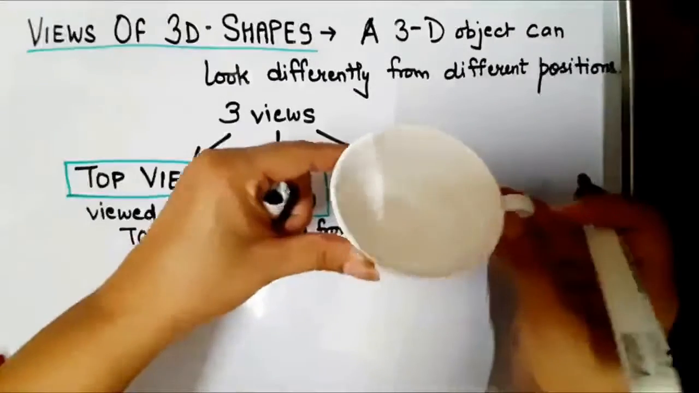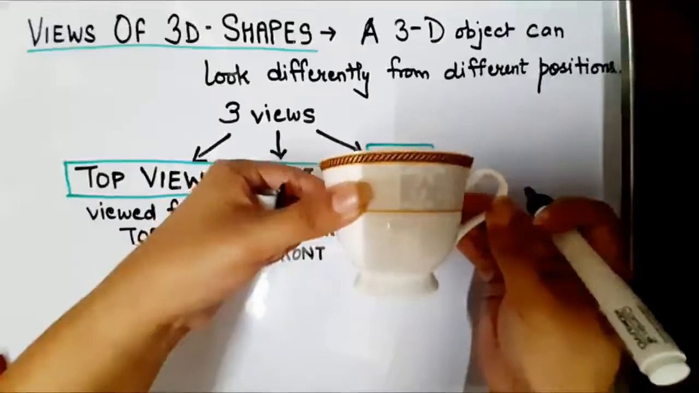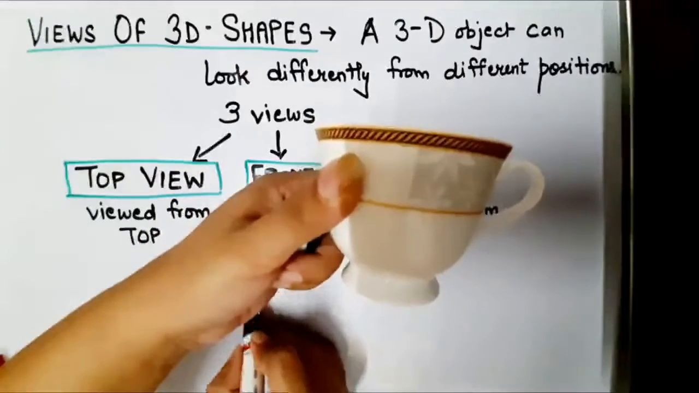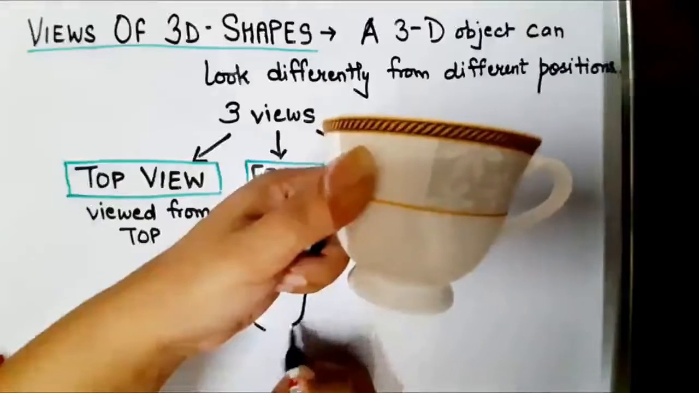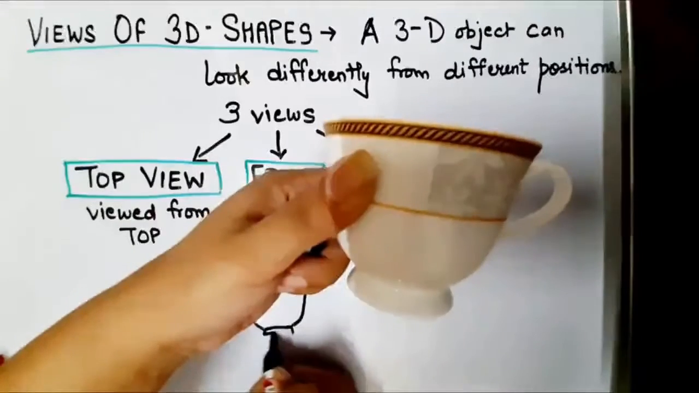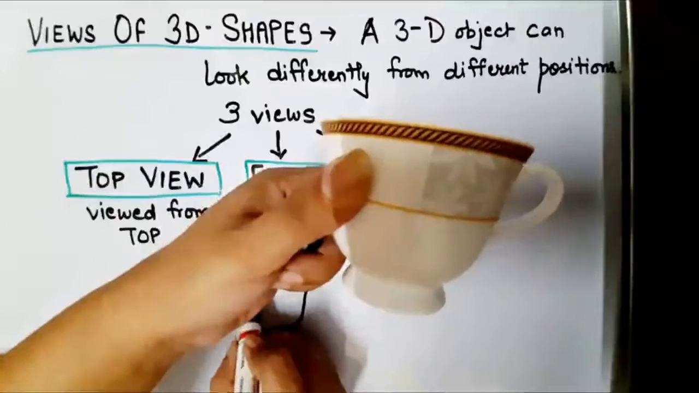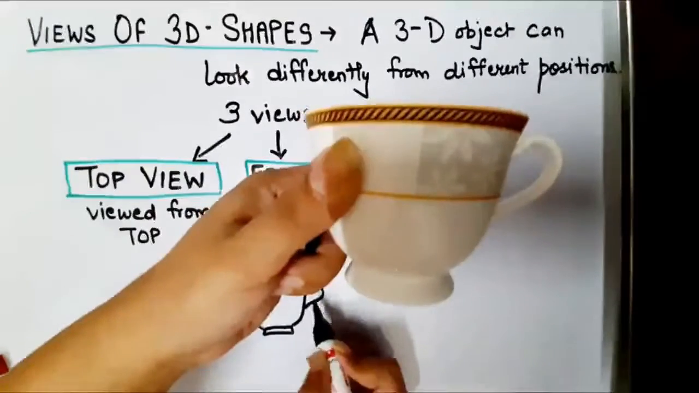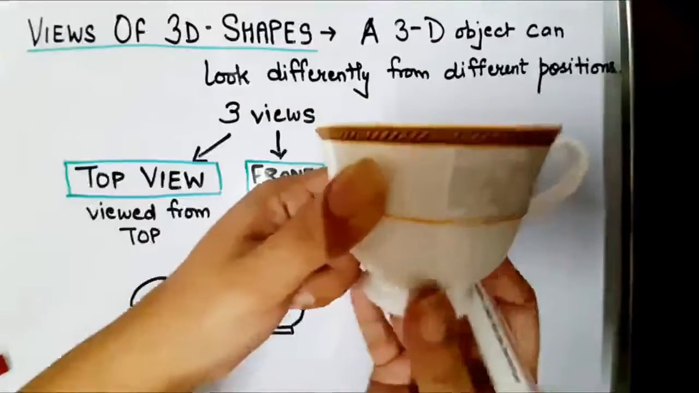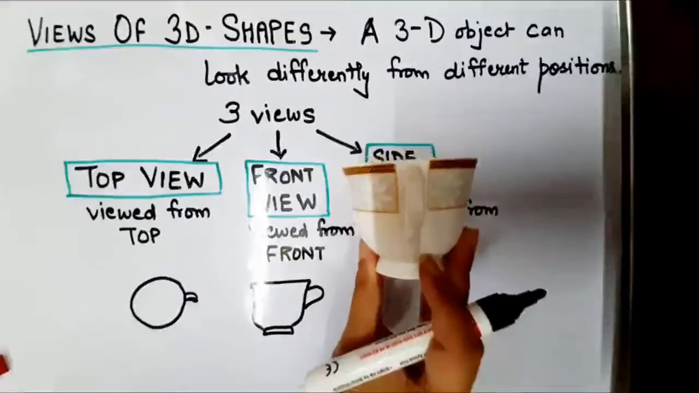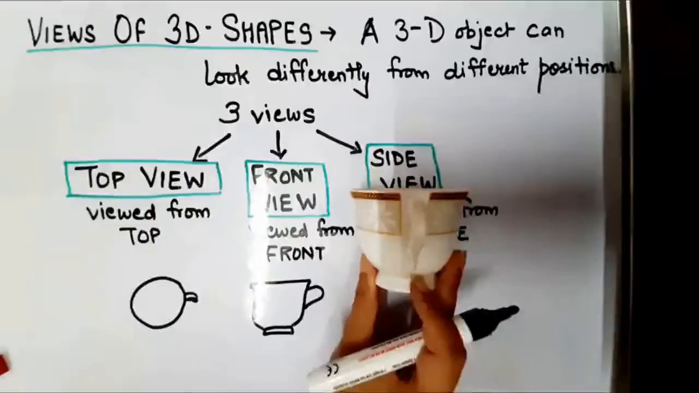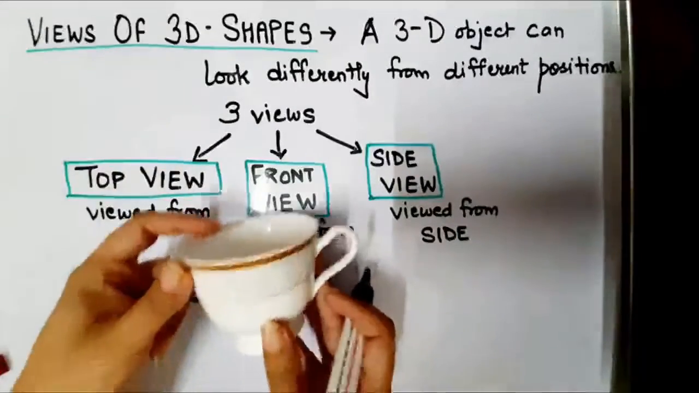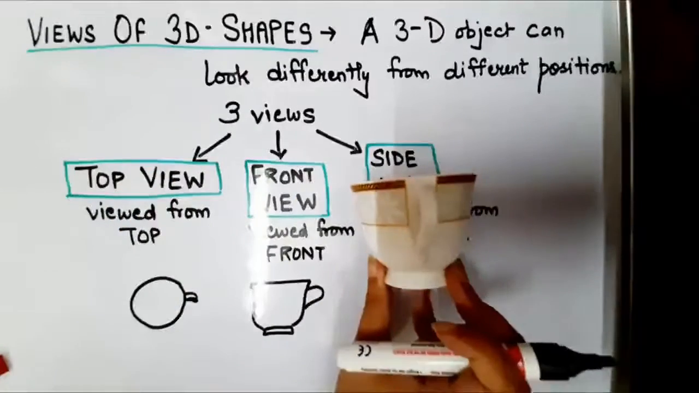Next, when we look at it from the front, it looks like this. So this will be the front view. This becomes the front view of the cup that I am holding. And then we have the side view. So this becomes the side view. So this is the top view, front view, and then the side view like this.